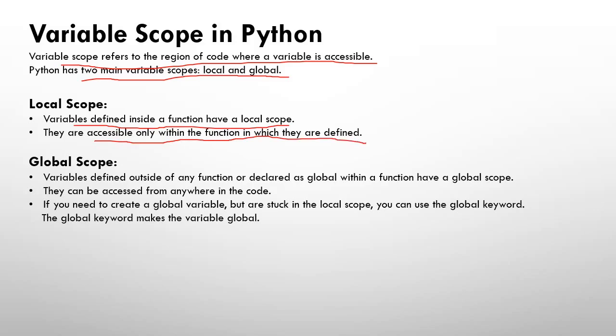Global scope: variables defined outside of any function, or declared as global within a function, have a global scope. They can be accessed from anywhere in the code. If you need to create a global variable but are stuck in local scope, you can use the global keyword. The global keyword makes the variable global.